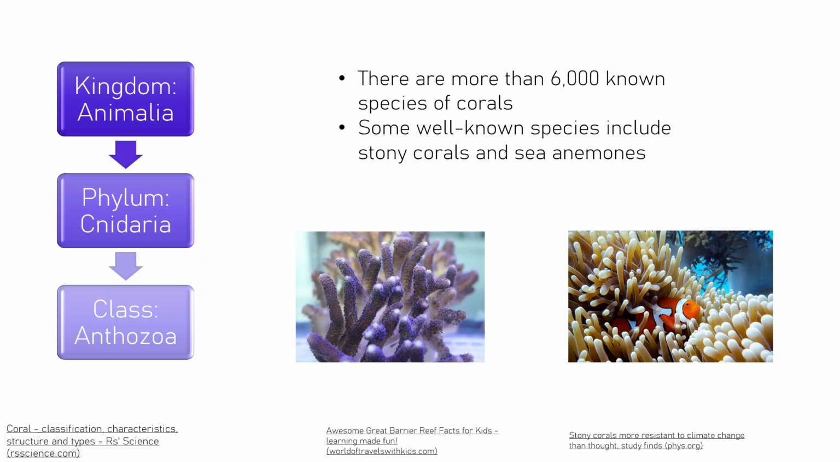Corals are in kingdom Animalia, phylum Cnidaria, and class Anthozoa. There are more than 6,000 known species of corals, and some well-known species include stony corals and sea anemones. This is an example of stony coral, and this is an example of a sea anemone.